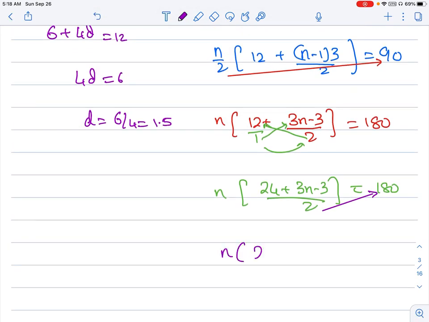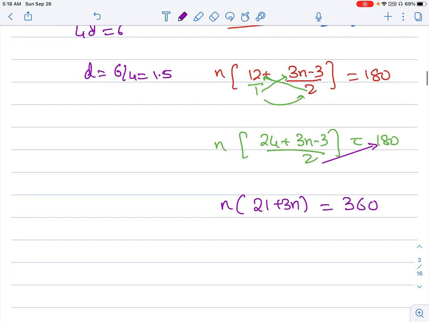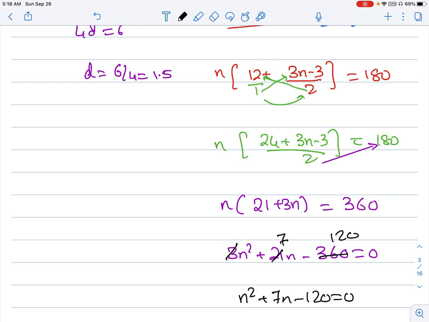So n times 21 plus 3n is equal to 180 times 2, which is 360. So I get 3n squared plus 21n minus 360 is equal to 0. I can divide by 3: 3 times 1, 3 times 7, 3 times 120. So I get n squared plus 7n minus 120 is equal to 0.